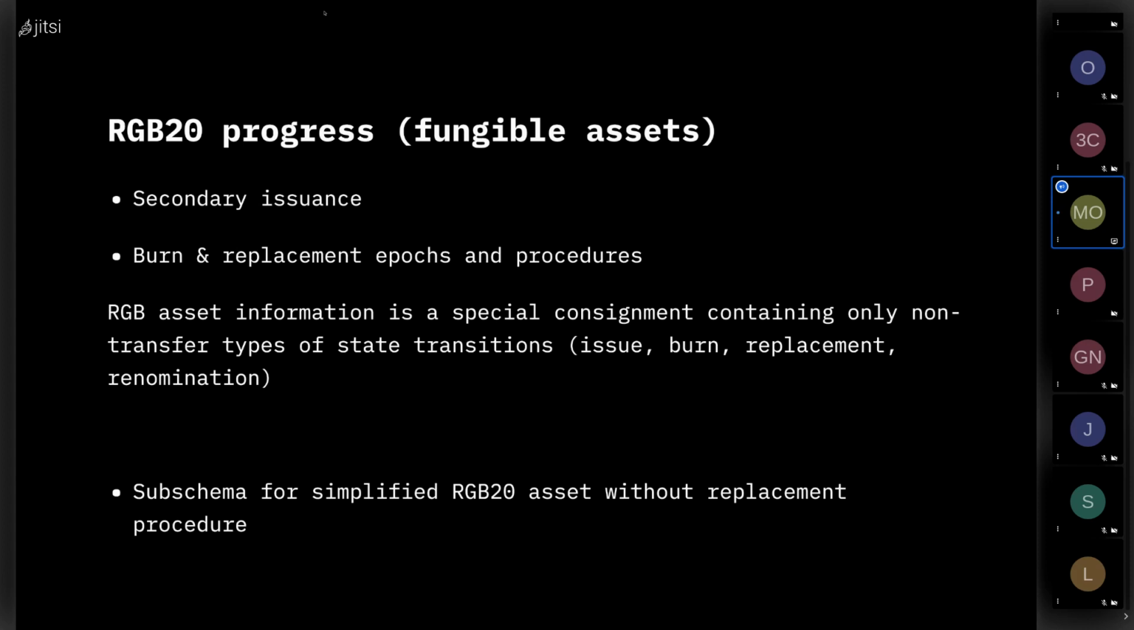It requires a different mechanism. And we decided to use the same mechanism as we are using for transfers, which is consignments. Consignments are data containers that have information about schema, Genesis, and an arbitrary number of state transitions, related to a single smart contract. So you can pack all that information as a consignment, and we are moving the distribution of the assets to consignment-based distribution.